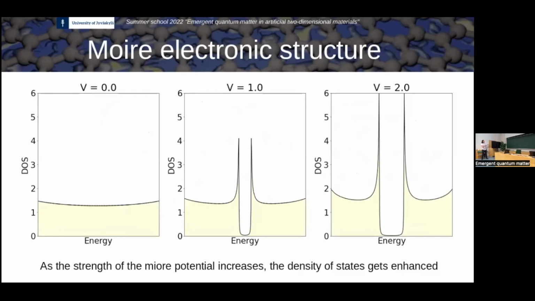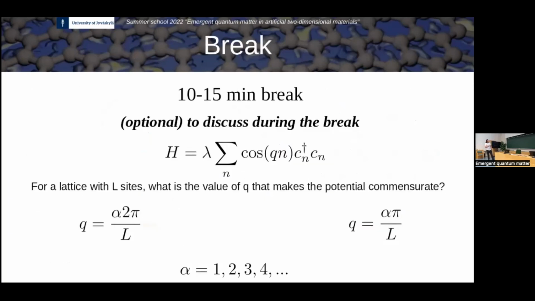All right, great. So that's the first thing that we learned from this Moiré potential: they create new band tops and band bottoms, and they can substantially modify the density of states of a system just through these electronic reconstructions. All right, so I think that now it's a very good time for a break.